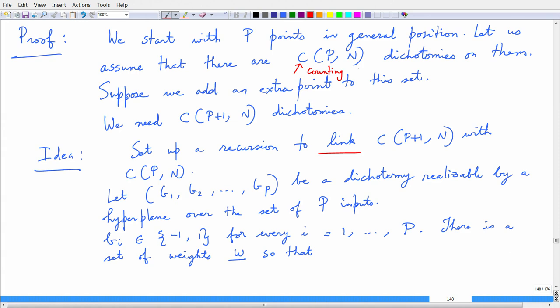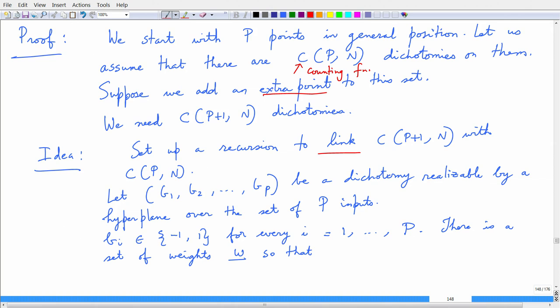Suppose we add an extra point to this set, that is, I introduce a point x p plus 1, then we have c of p plus 1 comma n dichotomies, right. I have the same hyperplane and I have c of p plus 1 comma n dichotomies. The idea is to set up a recursion to link c p plus 1 comma n with c p comma n.